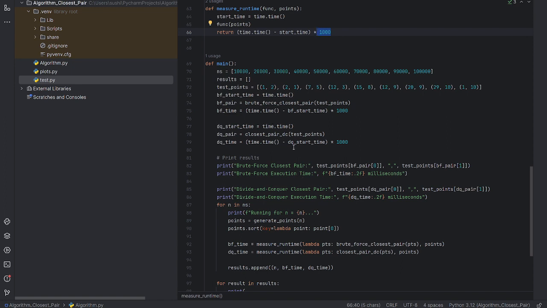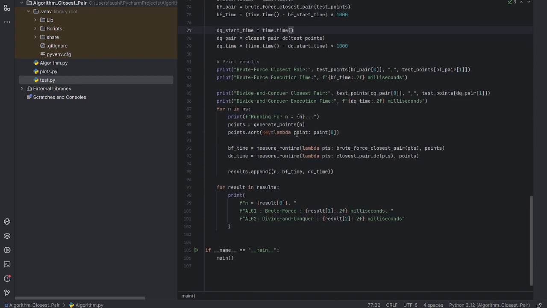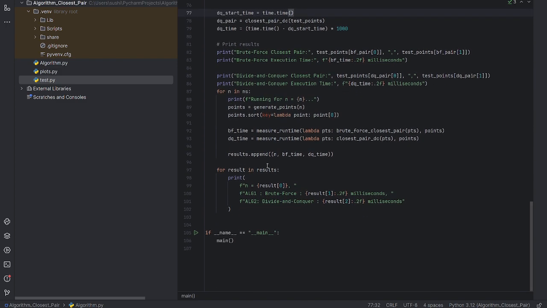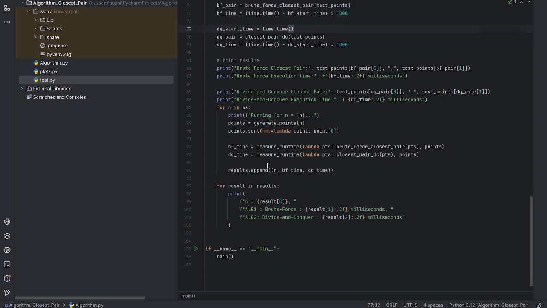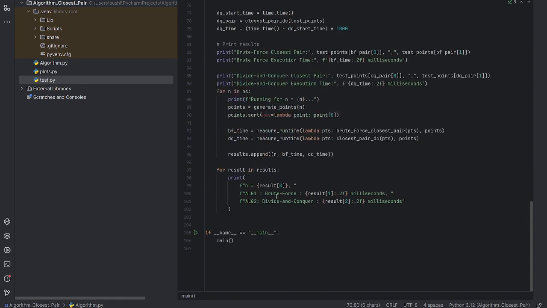The main function initializes the list of input sizes ranging from 10,000 to 100,000. It runs both the algorithms for the predefined set of points I have defined for testing purposes, and finds the closest pairs along with the execution time taken by each of the two algorithms. After this, it runs both the algorithms for each of the input sizes defined here, ranging from 10,000 to 100,000, incrementing by 10,000, and it finally prints out the average runtime for brute force and the average runtime for divide and conquer in milliseconds.